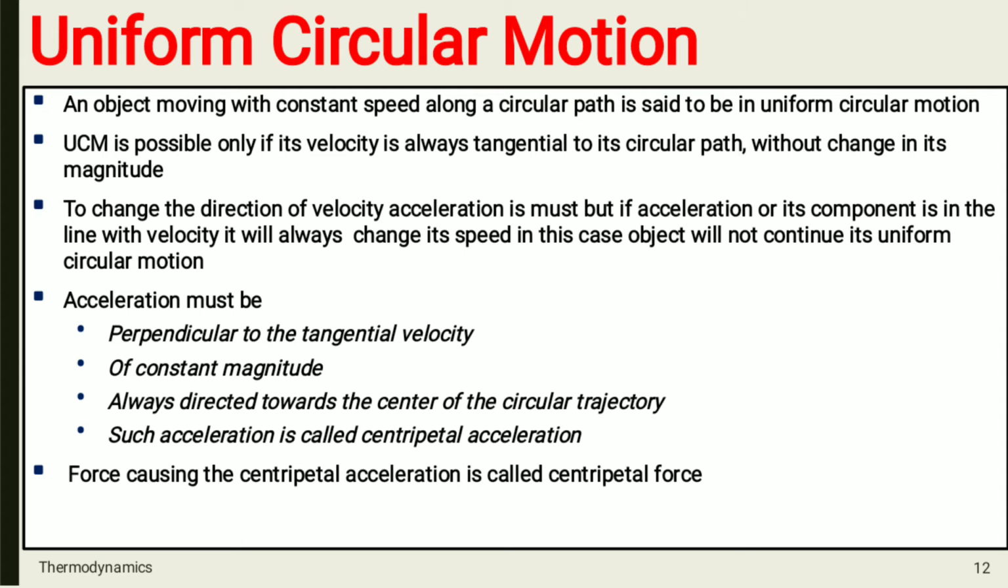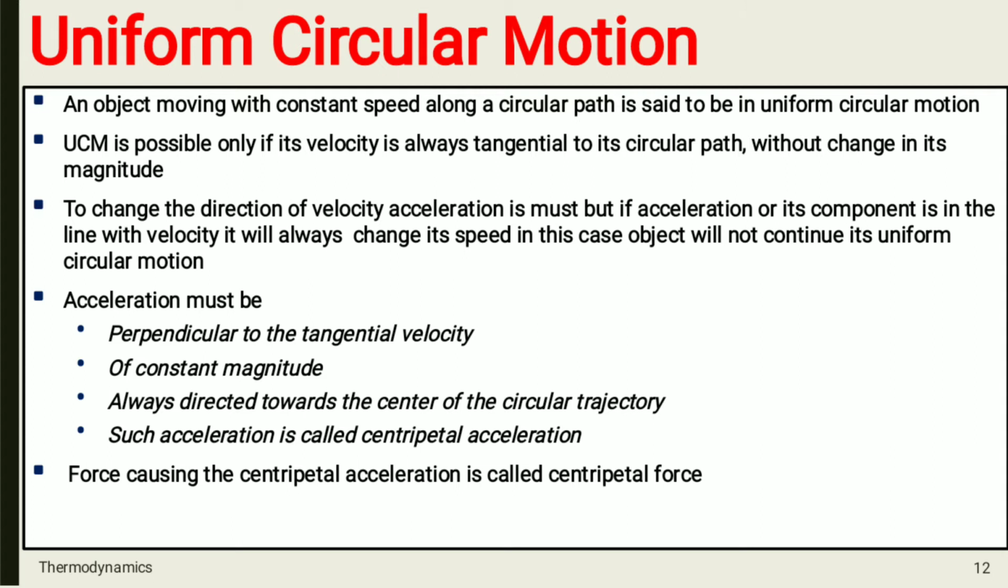Okay, to change the direction of velocity, acceleration is a must. But if acceleration or its component is in line with velocity, it will always change its speed. In this case, the object will not continue its uniform circular motion. So what this statement is saying is that if there is a change in the direction of velocity, then there should be acceleration.